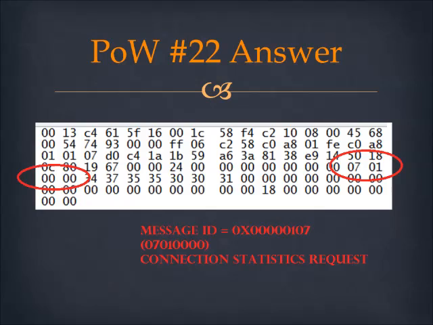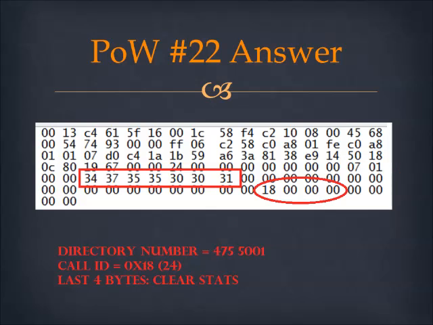Now, skinny messages are pretty simple as far as their header format goes, and the big one we need to keep track of first is the message ID, which comes up first. This means that this one is a connection statistics request. That was your first indicator, or first field, that you had to get from this particular packet.